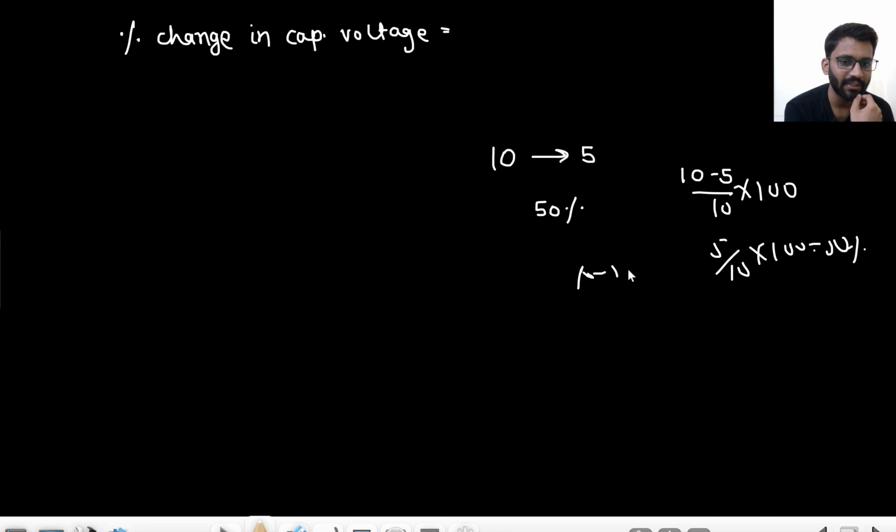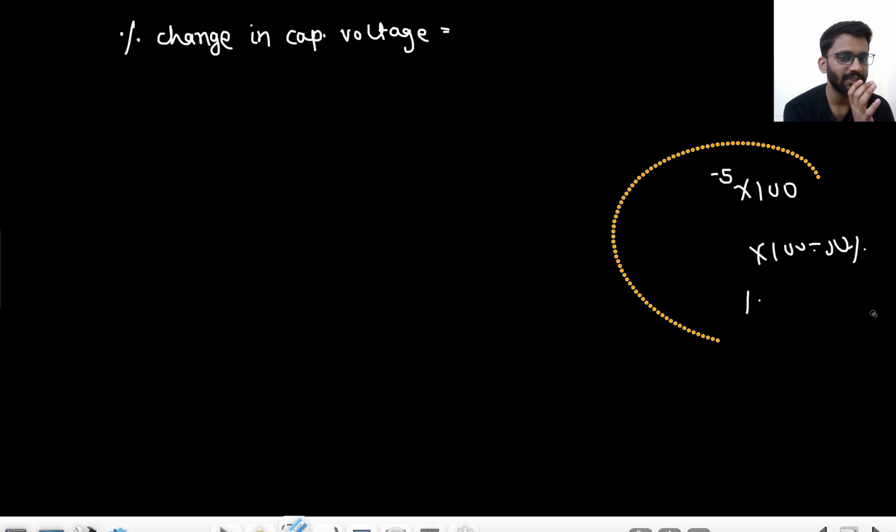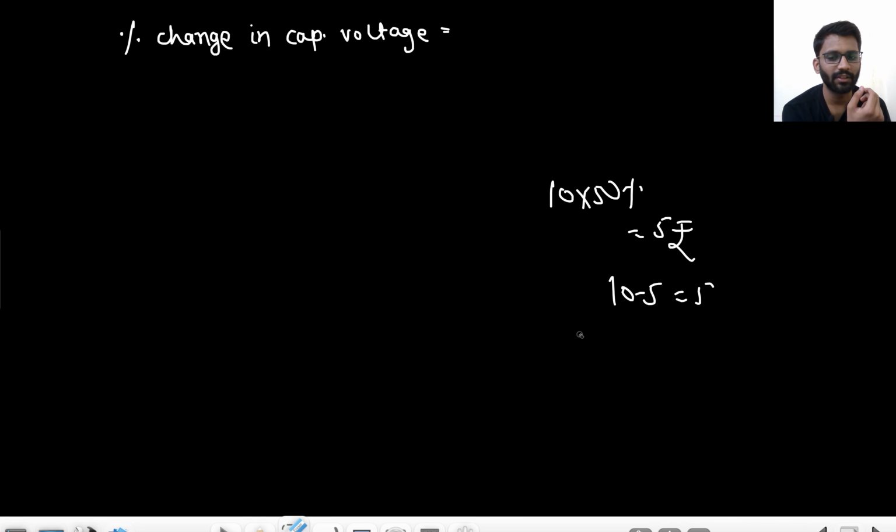You won't do 10 minus 5 by 5. That is not 100% change. If 100% change was there, you would have had 0 rupees. But 50% change is there. You have 10 rupees, there is 50% change, that means 50% of 10, that means 5 rupees. So the change of 5 rupees, that means 10 minus 5 is 5. So this is what is happening.